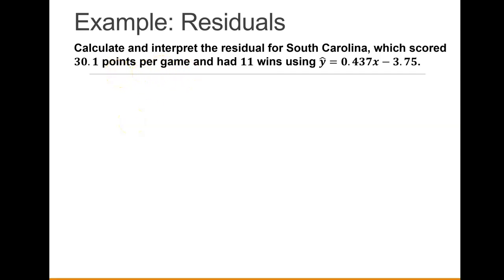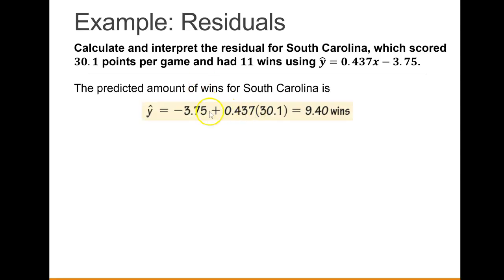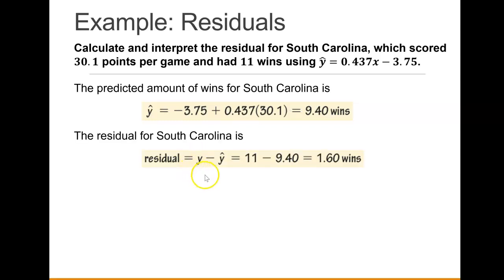So what is the y actual in this case? 11 wins. 11 wins, right? That's how many games they actually won. What will be the y predicted? 30.1 points times the slope, plus the intercept. Great. The answer we get when we plug 30.1 into the equation. Let's see what we get when we do that. So when we plug 30.1 in, we get 9.4. So our residual would be 11 minus 9.4, so 1.6 wins.